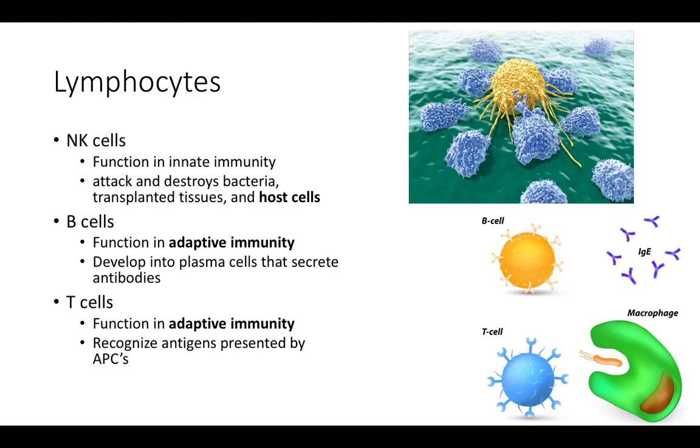B cells and T cells both function in adaptive immunity. So we're not going to focus too much on these today because right now we're going to talk about innate immunity, but these are the cells that are involved in defeating a pathogen but then leaving a memory. Okay, so next time you encounter this pathogen, your body has the antibodies to fight it.